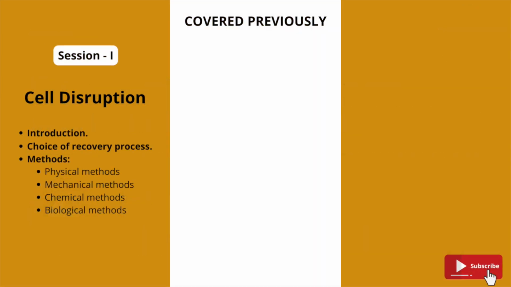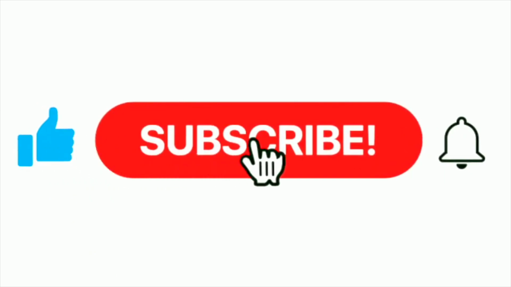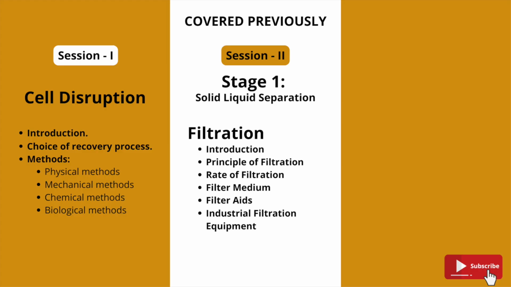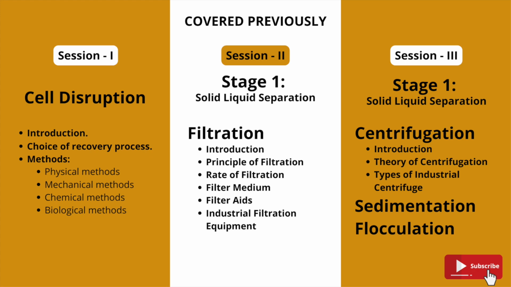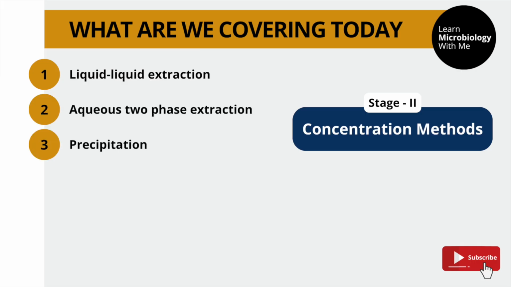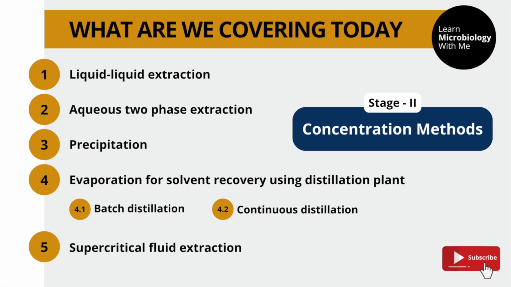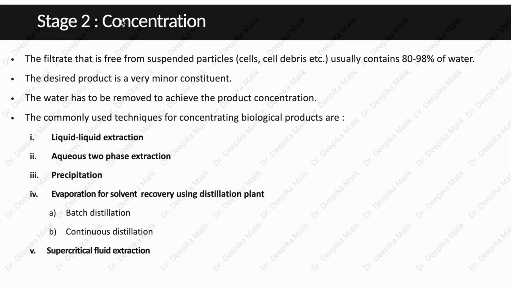In the first session, we have discussed cell disruption methods. In session 2, we started with stage 1, that is solid-liquid separation, and discussed filtration methods in detail. Session 3 was in continuation with solid-liquid separation only, and there we discussed centrifugation, sedimentation and flocculation. Now in our fourth session, we'll discuss our stage 2, that is concentration methods.